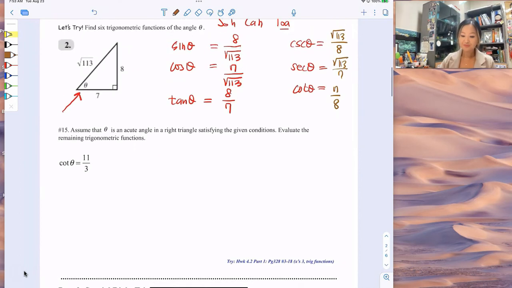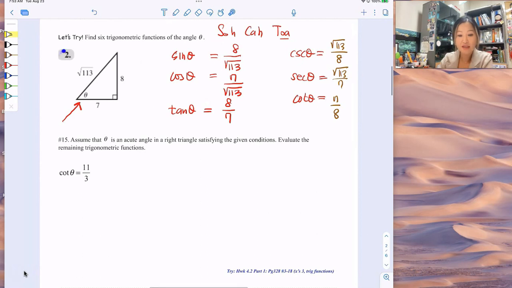Okay, number 15. And these are questions from your homework, okay, guys? These are all questions straight out of your homework. So when you're working on your homework, you can see, oh, number 2. If you're stuck on number 3, look at the example for number 2. If you're stuck on number 14 or 16, look at the example for number 15, okay? This is the last example for part 1, all right?